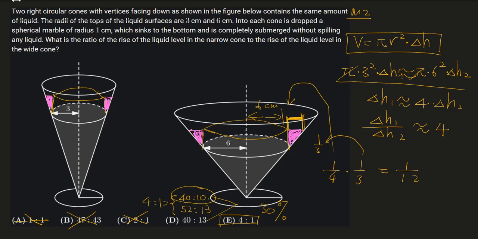And it shouldn't explain this difference of 30%. 30% is way too much. If there's a choice like 40 to 11 or something like that, then it's hard to decide. But 40 to 13, that is way off our target, 4 to 1. Therefore, we are fairly confident that E is our solution.